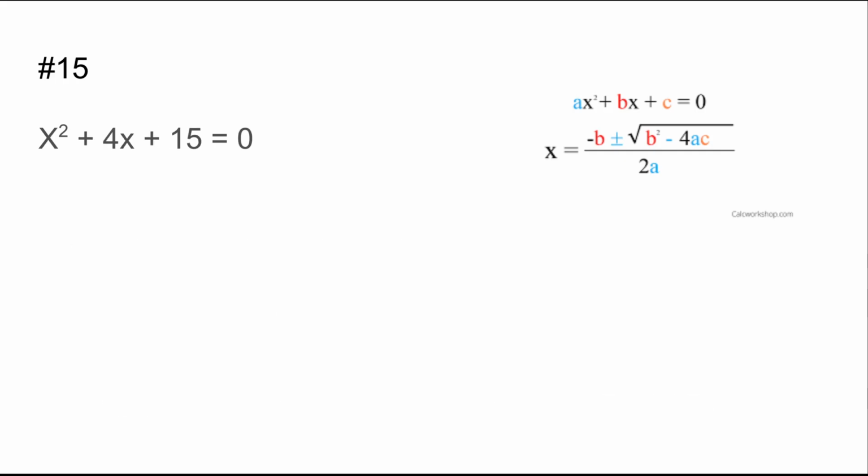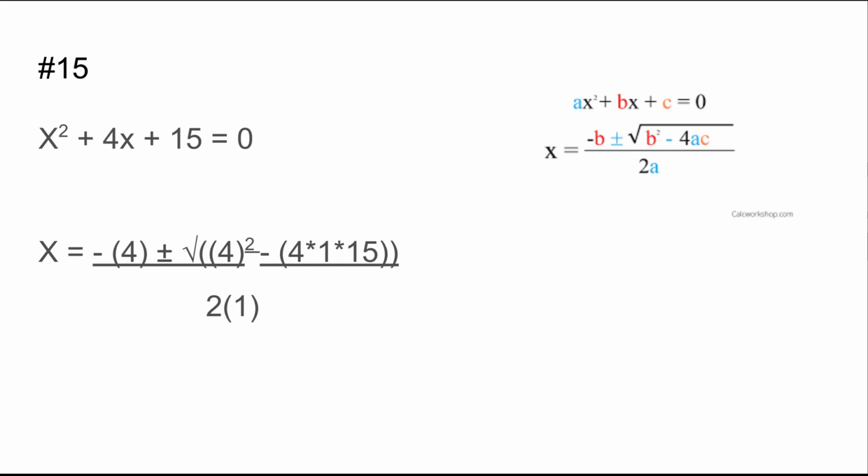Number 15. It's already in the right format, so let's plug it in. Negative 4 plus the square root of 4 squared minus 4 times 1 times 15, enter, divided by 2, x, oh, this one equals 0.